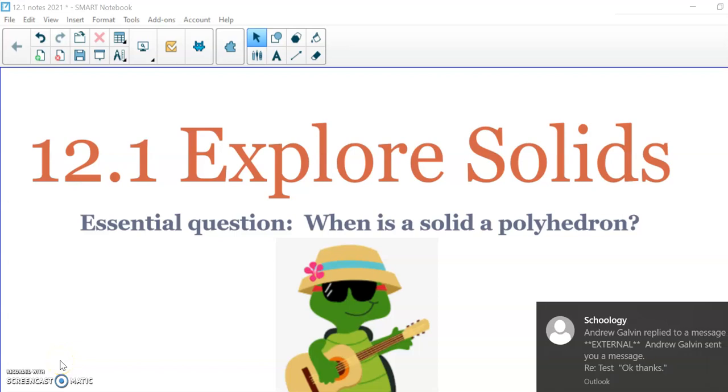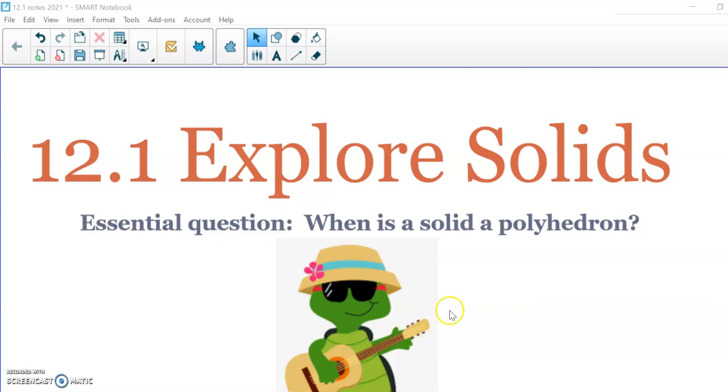This is Honors Geometry Lesson 12.1, Exploring Solids. We're going to start our final unit of Honors Geometry, which is solids. So the first thing I'd like to talk about is the vocabulary.